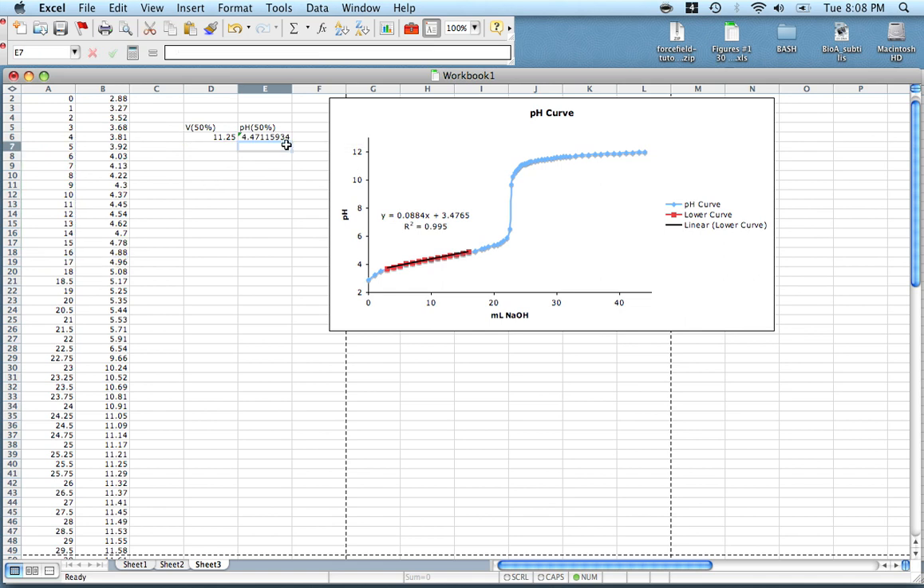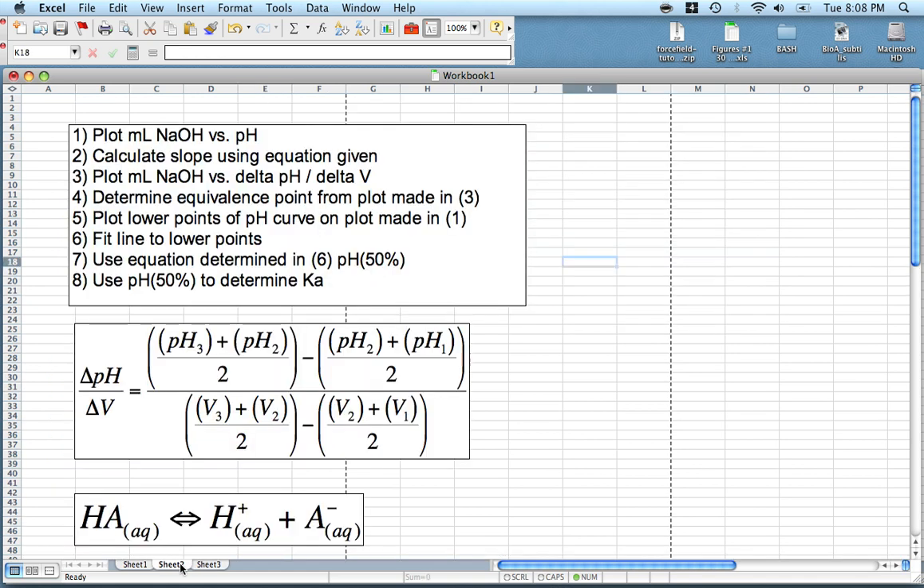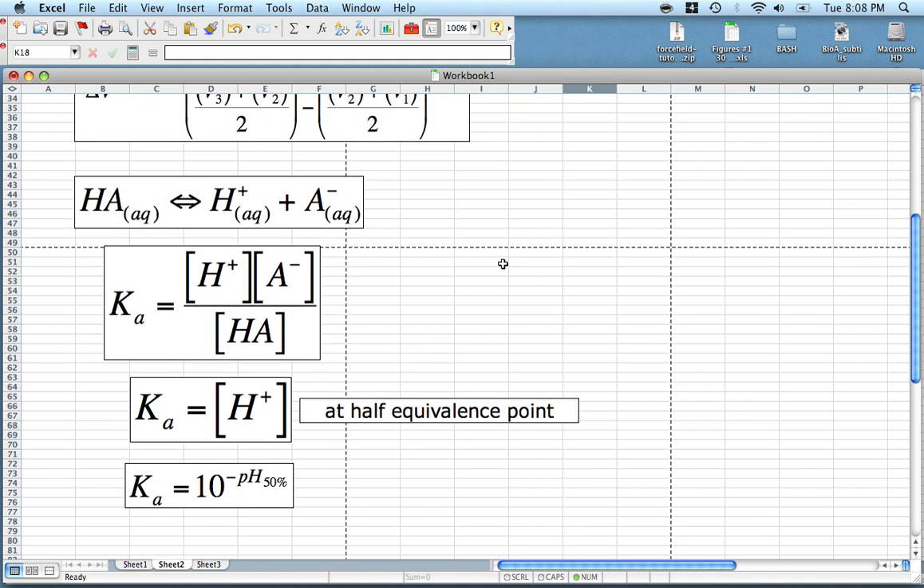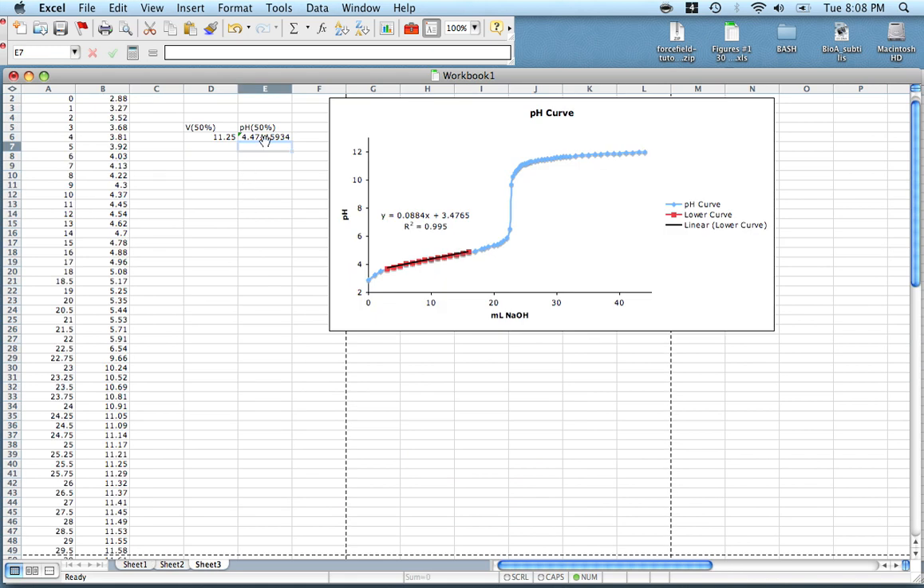So that's pretty good. What that tells us is, when we look at this, we know that Ka equals the H plus concentration at half the equivalence point. So the Ka is going to be 10 to the power of the minus pH 50%. So what we have found is the pH 50%, which is equal to the pKa of our acid.